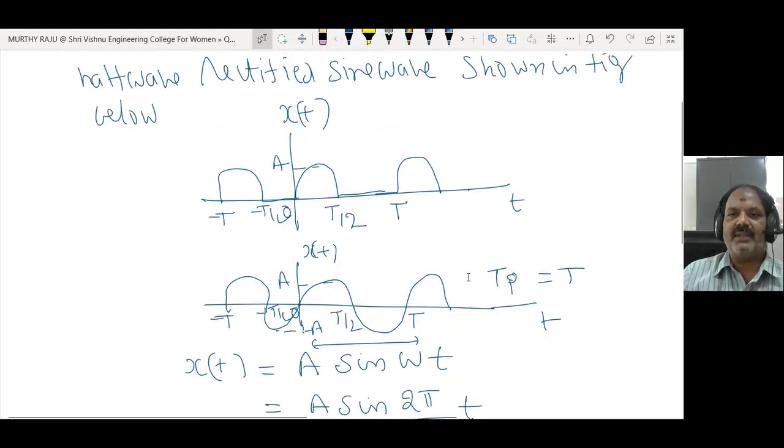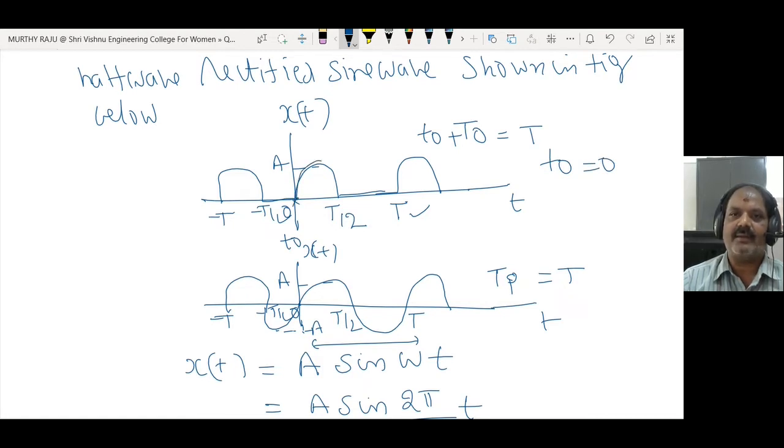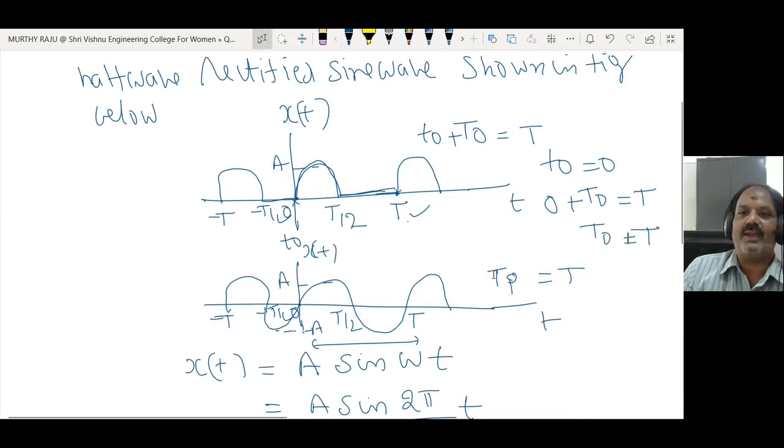Coming to the original waveform, its time period is represented by T naught, which is equal to small t naught plus capital T naught is T. Initially the waveform starts at small t is equal to 0, and coming to this point, the same waveform is repeated at small t is equal to capital T. Therefore time period of the waveform is 0 plus T naught equal to capital T. This is the time period of the half wave rectified sine wave.